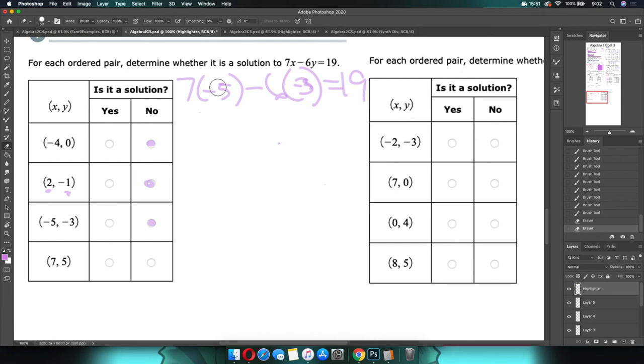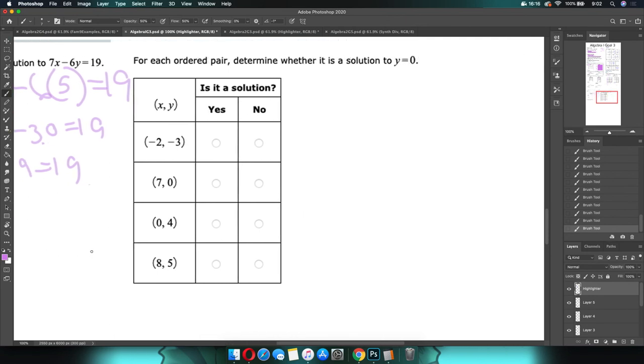That this is not a viable solution. Next up, what's the last pair they give us? 7 and 5. That's interesting. I don't quite know how that's going to work out. 7 times 7 is 49. 6 times 5 is 30 equals 19. 49 minus 30 is 19 equals 19. So this one, at last, is a pass. It took a while. Okay?